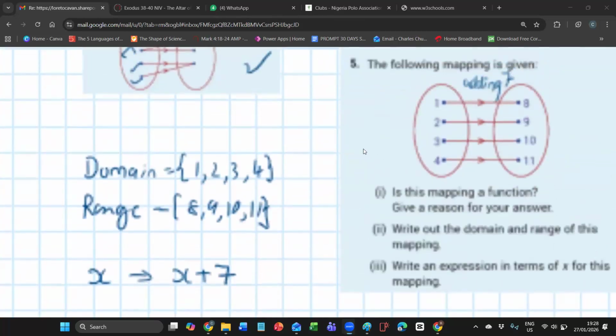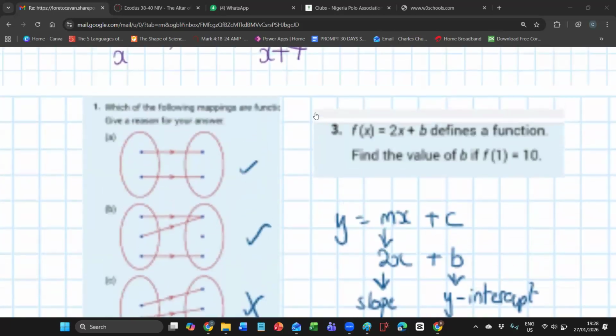This one that says the following mapping is given. Questions 2 and 3. I understand 1 and 5, just the 2. Okay, 2 and 3. Yes.